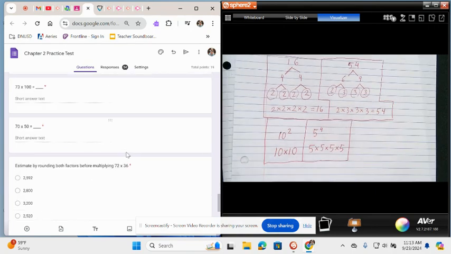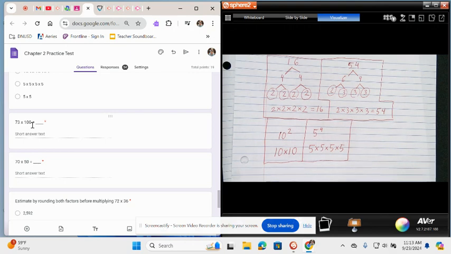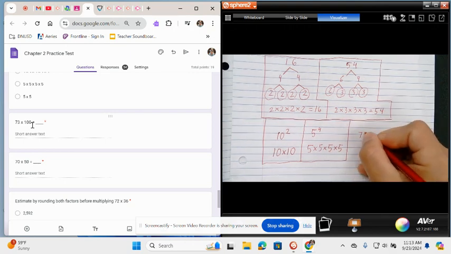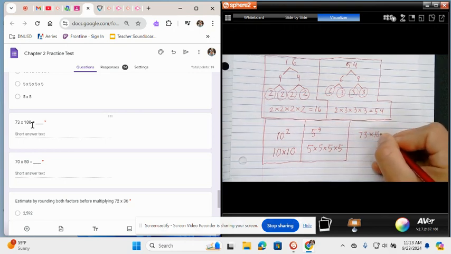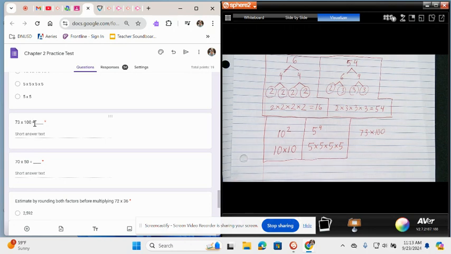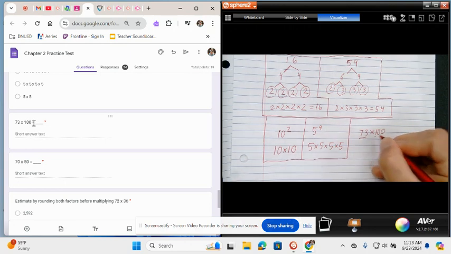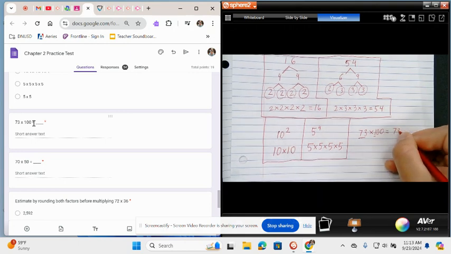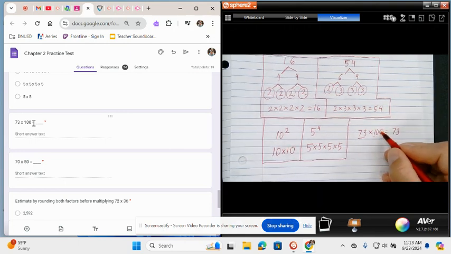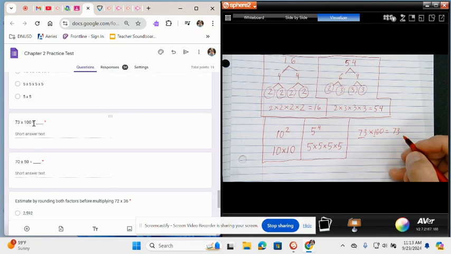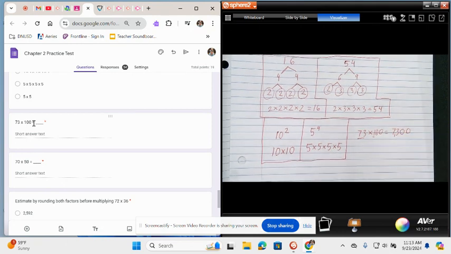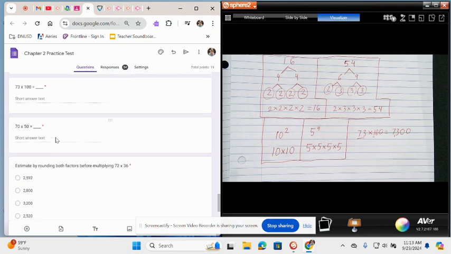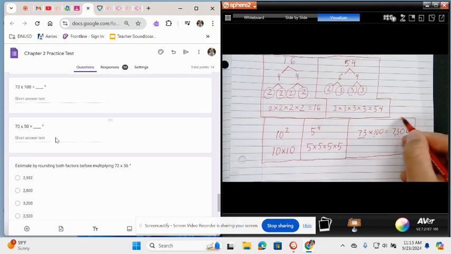Okay, the next one says 73 times 100. And look, you can just write it like this, 73 times 100, the exact same way it's written here on the test. And then just do 73 times 1, that's 73. And then take these two zeros, there's two zeros in the factors, so add two zeros into the product. And the answer is 7,300. Okay, let's box that one off.